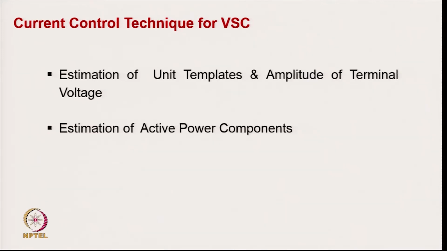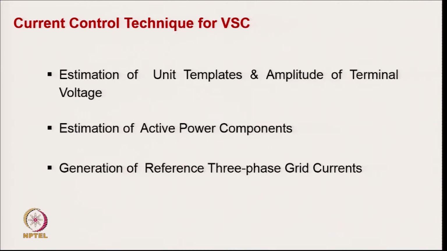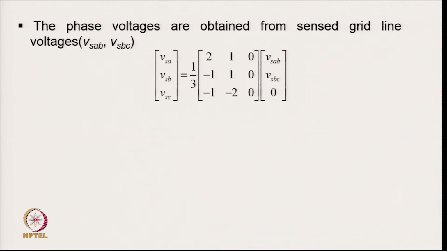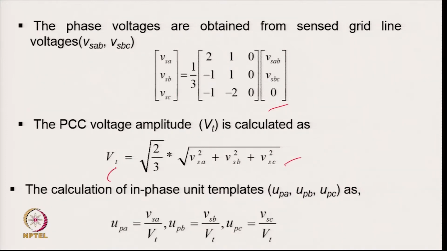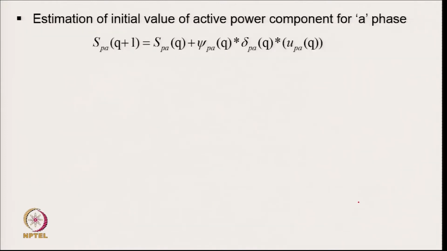So, here we have estimation of the unit template, then terminal voltage, estimation of the active power component, generation of reference 3 phase current, and generation of the gating signal. This is virtually what we have. Typically, we sense the line voltage and calculate the phase voltage, and from the phase voltage we calculate the amplitude, and then the template is calculated from that.